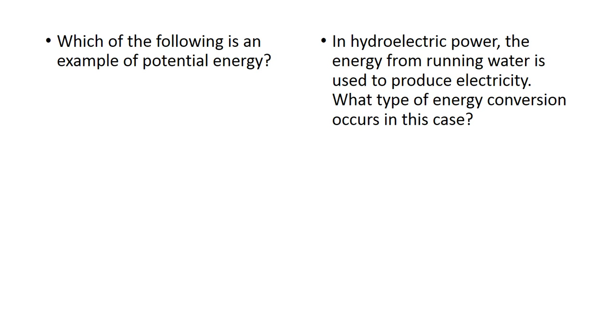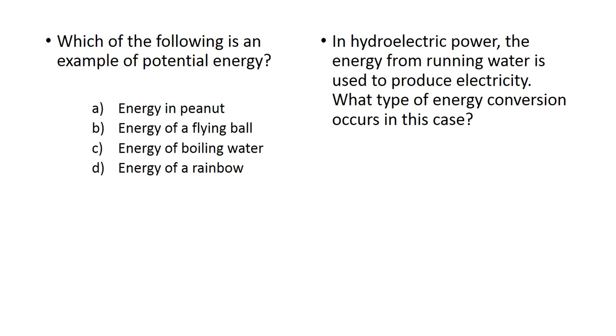So let's look at these questions. Which of the following is an example of potential energy? So stop the video, think about it a little bit. So for this one, the answer is A. We are saying energy in peanut. That's the only potential energy that we have there, because the peanut will store the energy, and we'll use the energy when we eat it. Then it starts doing other work.